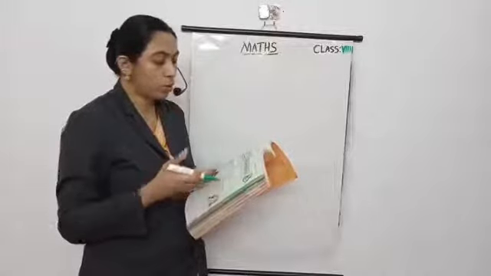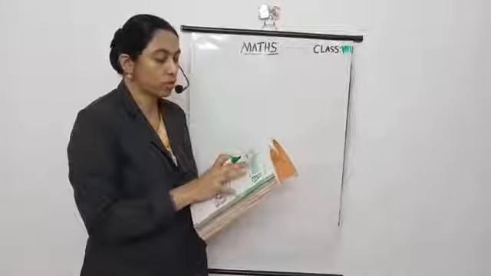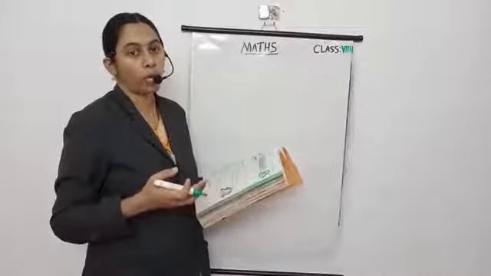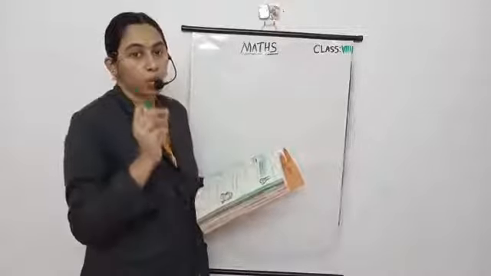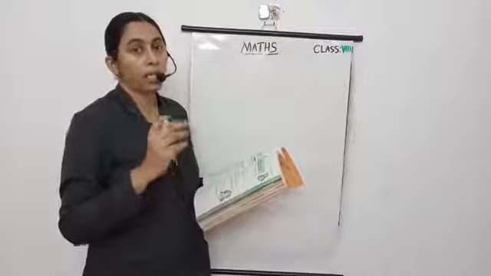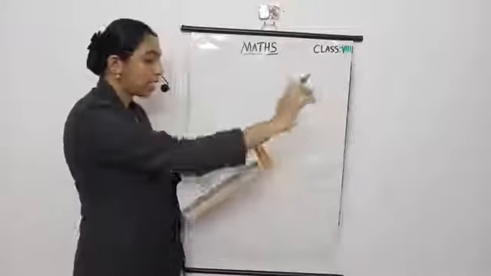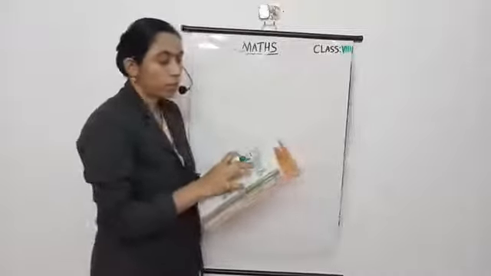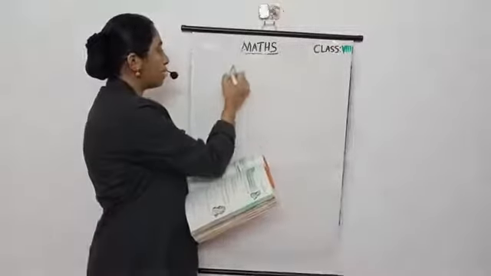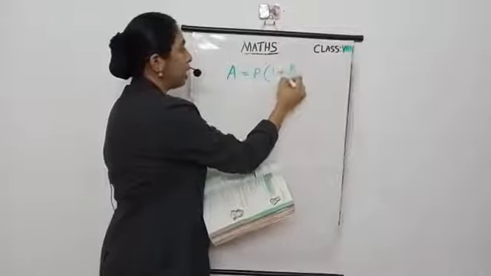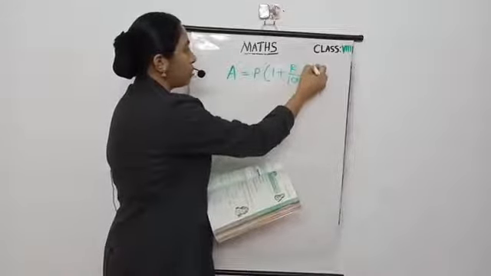So compounded, in question one, the first question they asked is compounded annually. Compounded annually means here compound interest is calculated yearly. Understood? So yearly calculated. Compounded means we use the formula A equal to P into (1 plus R by 100) all raised to N.